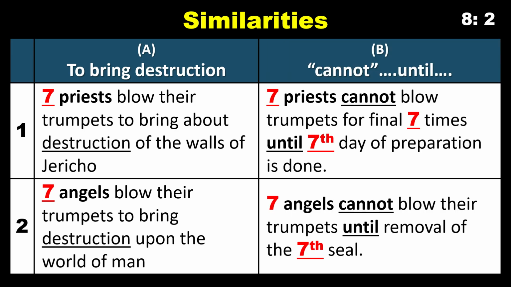Note that the 7 priests cannot blow the trumpets for the final 7 times until the 7th day of preparation is done. And below that, note that the 7 angels cannot blow their trumpets until the removal of the 7th seal. Of course, another similarity is simply the blowing of the horns in both stories.